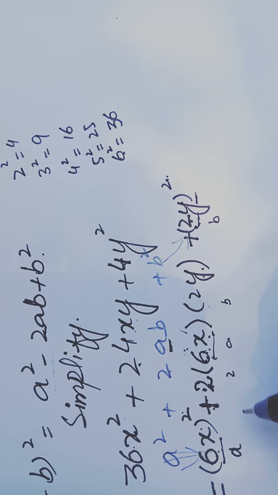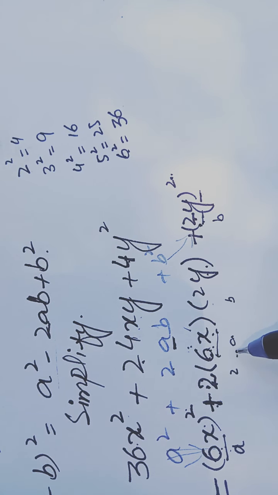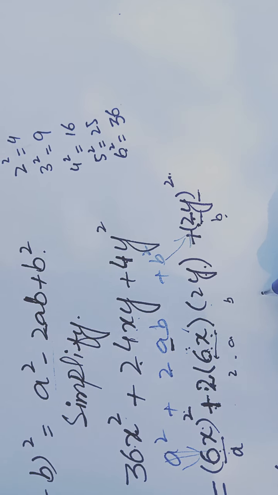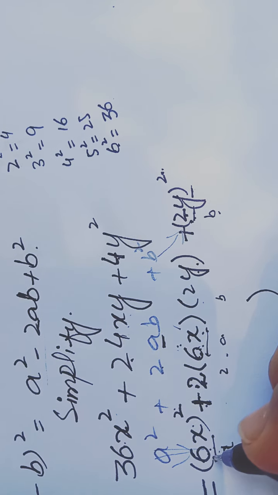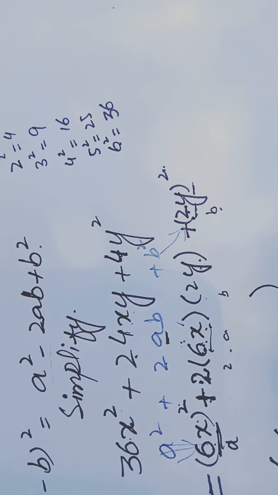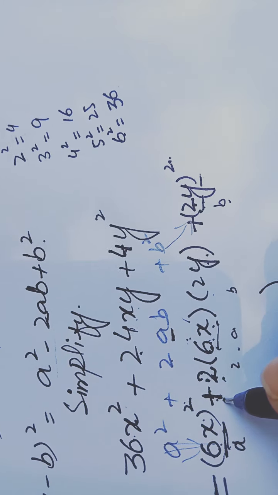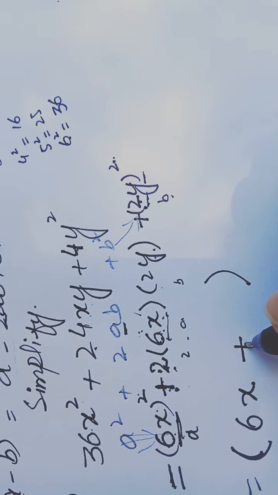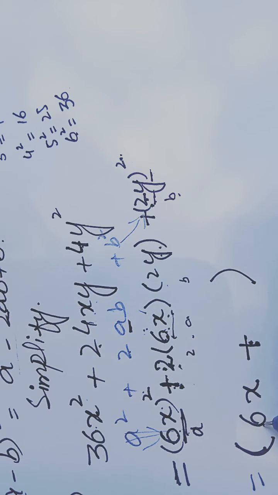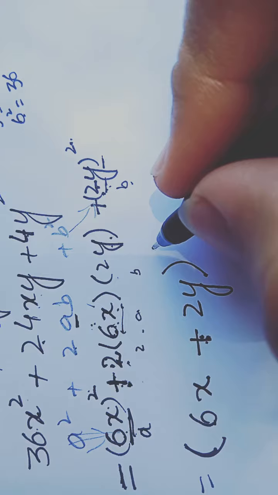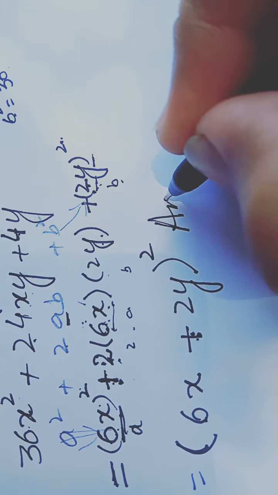So if a square plus 2ab plus b square is given, what formula will it become? It will become a plus b whole square. So what's the value of a? This is the value of a, that is 6x. If the sign with 2ab is positive, the formula will be positive, and if it is the sign of minus, then here will also be the sign of minus. A plus b, what's the value of b? That is 2y, and the whole square. This is the answer, this is how it is simplified.